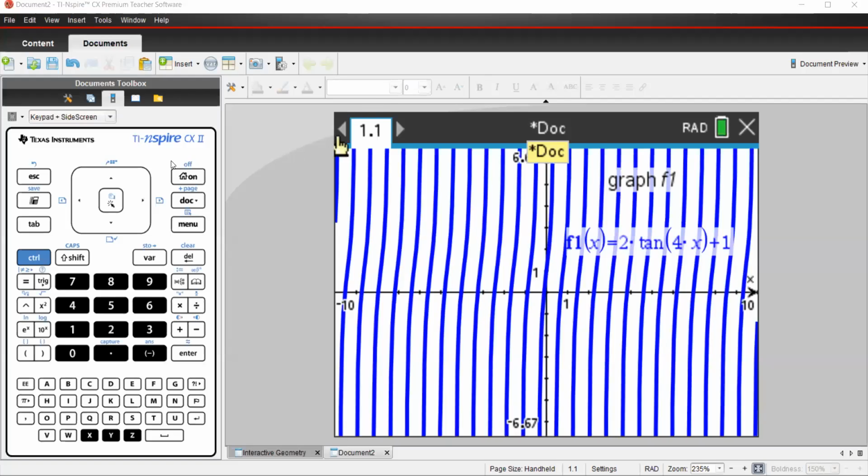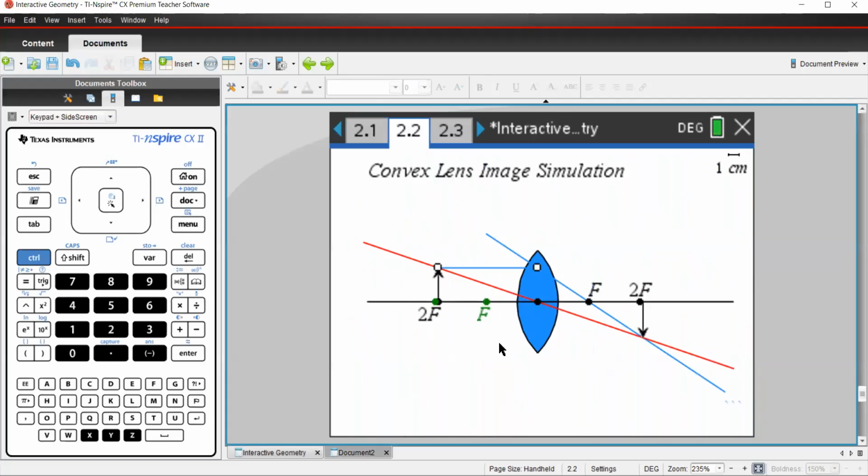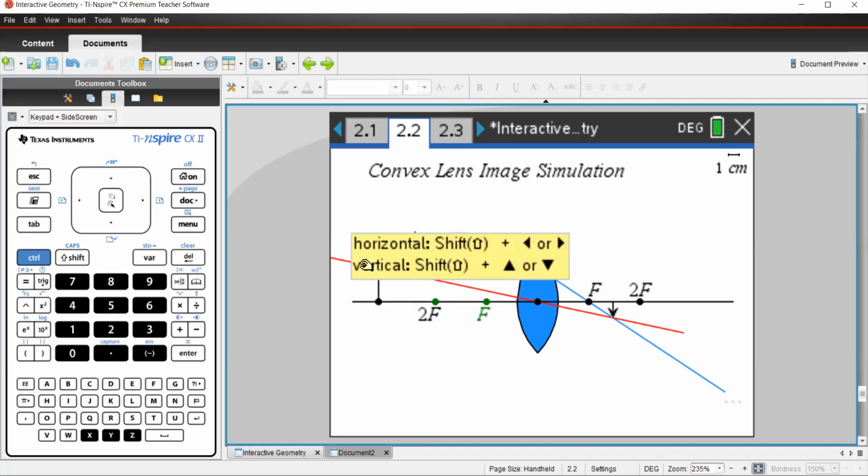And I just want to show you some of the interactive geometries that you can make by yourself as well by using the technology. So this is the convex lens image simulation. I have made this simulation just to demonstrate how you can use this handheld or this software to make these kind of interactive geometries. Now, this first point is my object. So my object is far away from my 2F, the focus. It is far away from my focus.